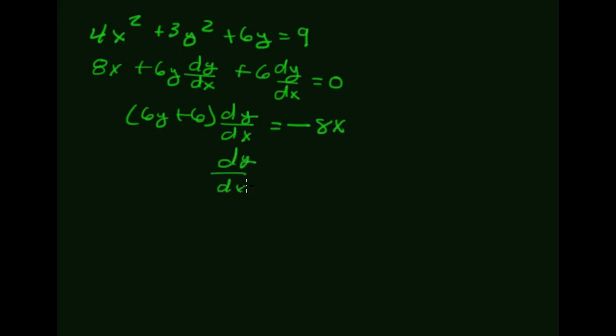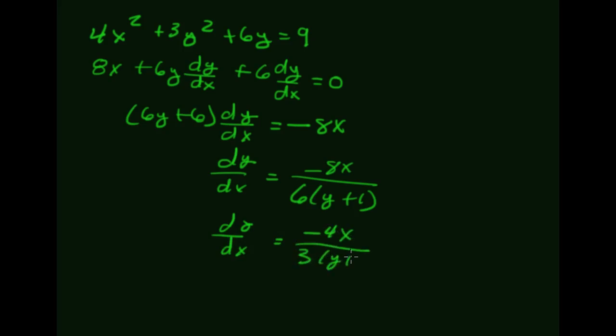Dy dx is going to be negative 8x, and we can pull a 6 out of this, y plus 1, and then just factor out the 2. It's going to be negative 4x over 3 times y plus 1. All right, so that's part A of the problem. Just do the implicit differentiation and kind of follow your nose. All right, so part B asks for the second derivative.